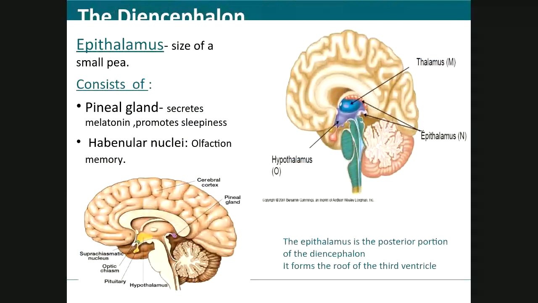So posteriorly, we have the epithalamus. The epithalamus consists of a pineal gland, and the importance of this pineal gland is that it secretes melatonin. Melatonin is a hormone that promotes sleepiness. Currently, you could buy melatonin over the counter in order to promote sleep if needed. In the epithalamus, there's a habenular nuclei, which is responsible for olfaction and memory.